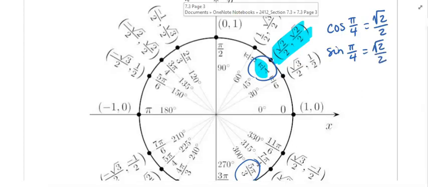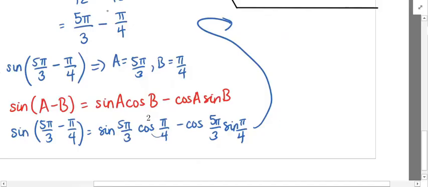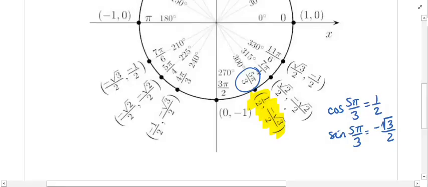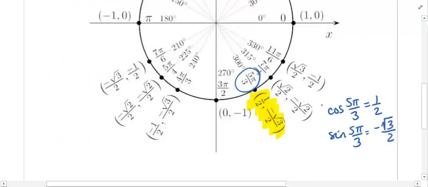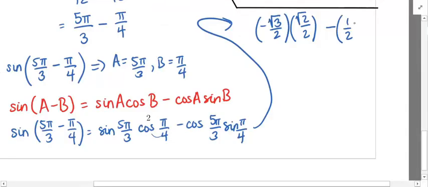Okay, let's pop these values in. So I've got the sine of 5 pi over 3, which is negative square root of 3 over 2. And then I've got to multiply that by the cosine of pi over 4, which is the square root of 2 over 2. All right, and then I'm subtracting the cosine of 5 pi over 3, which is 1/2, and that's being multiplied by the sine of pi over 4, which is the square root of 2 over 2. I've plugged everything in. Now I need to simplify.